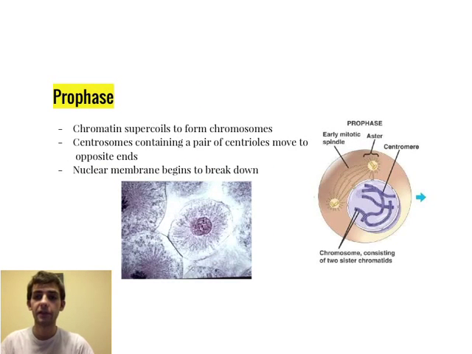So let's start talking about the different phases. This is going to be fairly quick. Prophase is the first phase of mitosis. This is when the chromatin that was wrapped around histones, the beads on a string, starts to supercoil and form chromosomes. We have structures called centrosomes, which contain a pair of centrioles, so those are these structures here. They start to move to opposite ends of the cell, and then the nuclear membrane begins to break down.